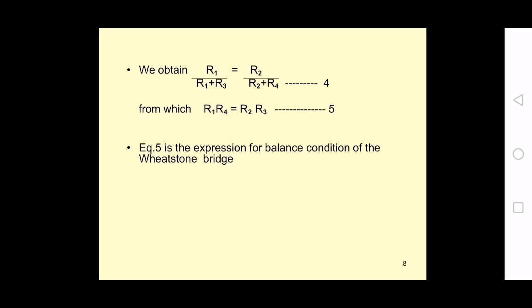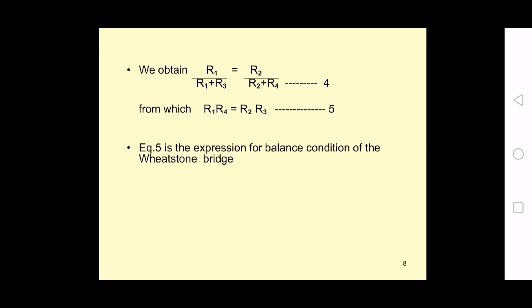So you will be having the equation like I1 R1 equal to I2 R2. Substitute I1 and I2 from equations 2 and 3. Then you will get E into R1 by R1 plus R3 equal to E into R2 by R2 plus R4. Then E and E will get cancelled. Then you will have R1 into (R2 plus R4) equal to (R1 plus R3) into R2.